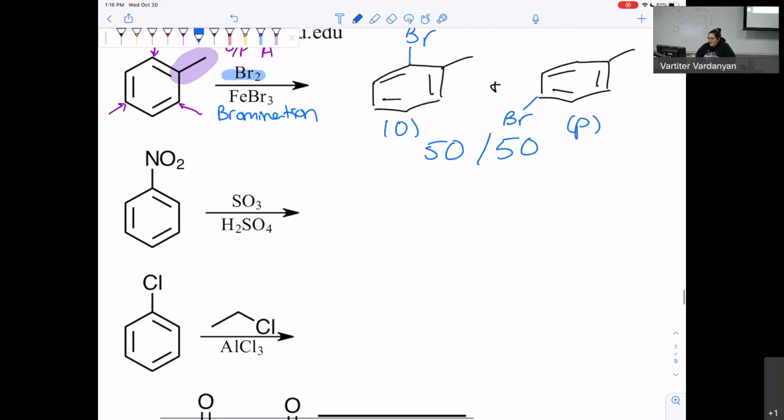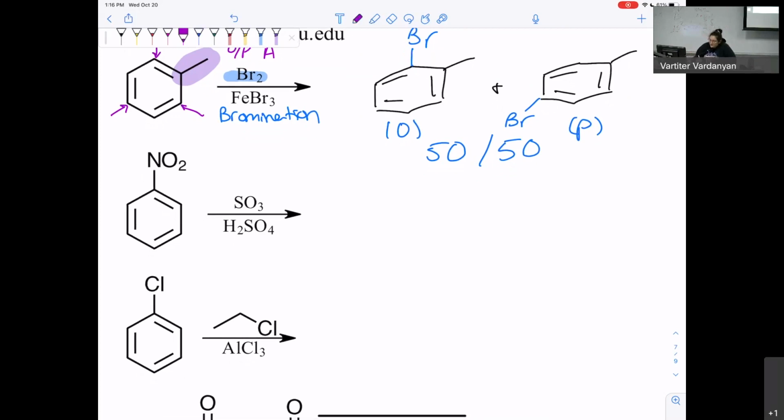Okay, so NO2, what kind of group is NO2? Is it an activator or a deactivator? Strong or weak? Yes, so it's a strong deactivator, which means it directs where? Meta, cool. All right, so meta compared to that position will be here and here.